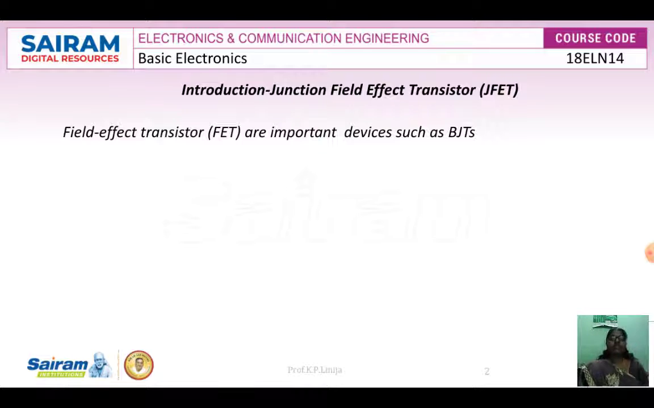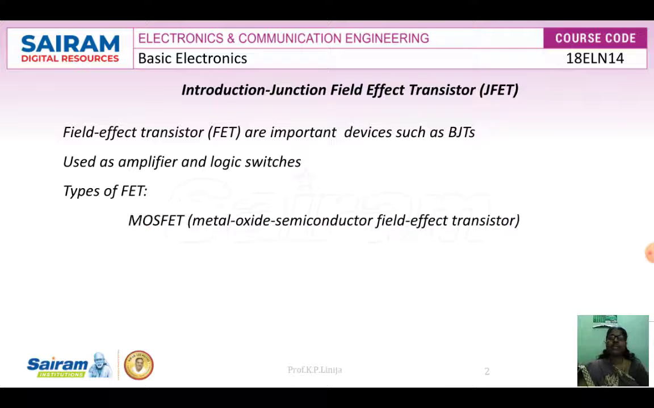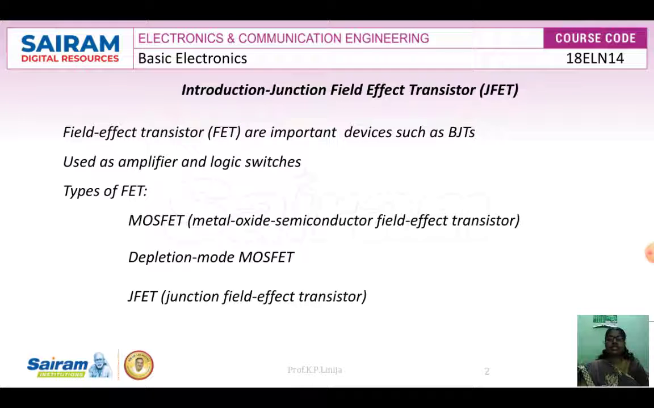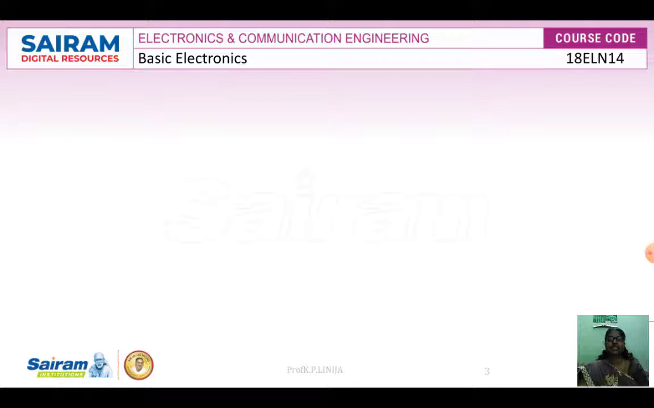While comparing with BJT, the field effect transistor is also one important semiconductor device. This field effect transistor can act as a voltage amplifier as well as a logic switch. Then, types of FETs: there are two types of field effect transistors. One is the metal oxide semiconductor field effect transistor, which has two types, enhancement mode and depletion mode. And the other one is the junction field effect transistor.